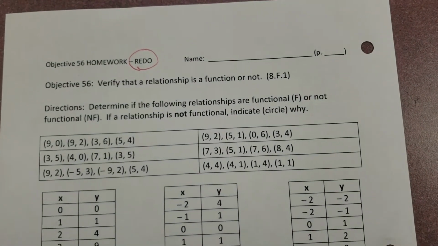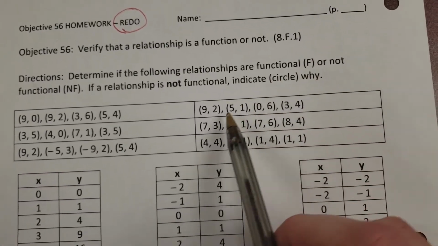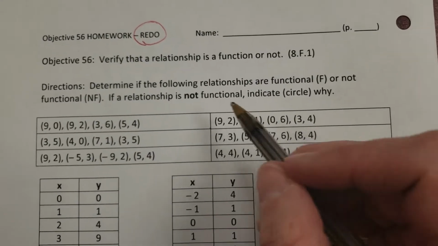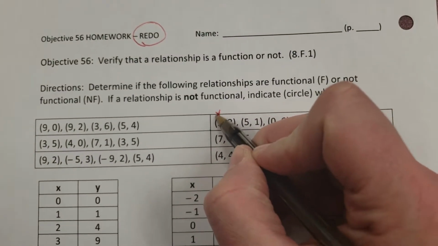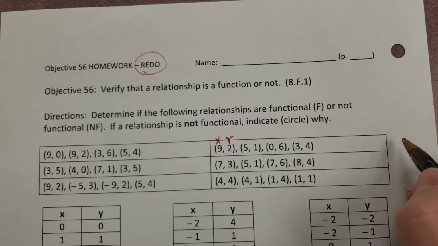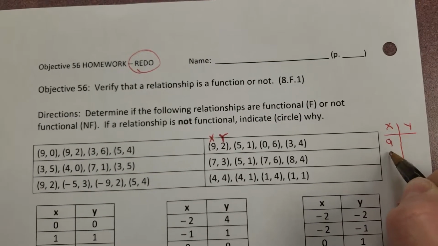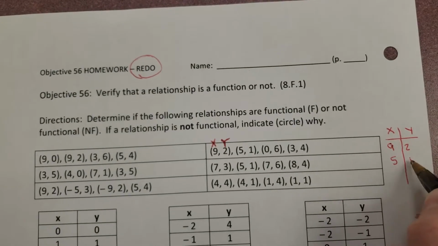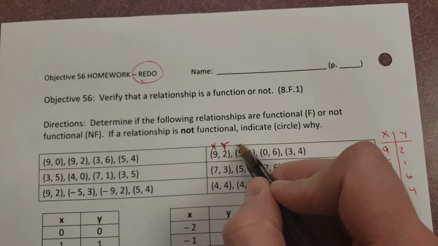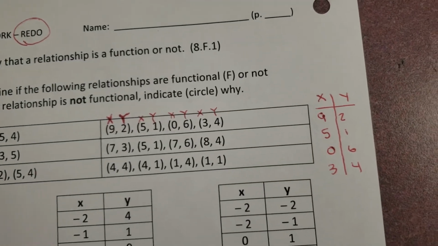Okay. So let's go down this right-hand column. These take the form of coordinates, right? And a coordinate is made up of the x value and the y value. So this right here would mean the same thing as a table, written like this. 9, 2, 5, 1, 0, 6, 3, 4. That means the same thing. X and Y, X and Y, X and Y, X and Y. You don't have to write all this. I'm just trying to make a point, right?